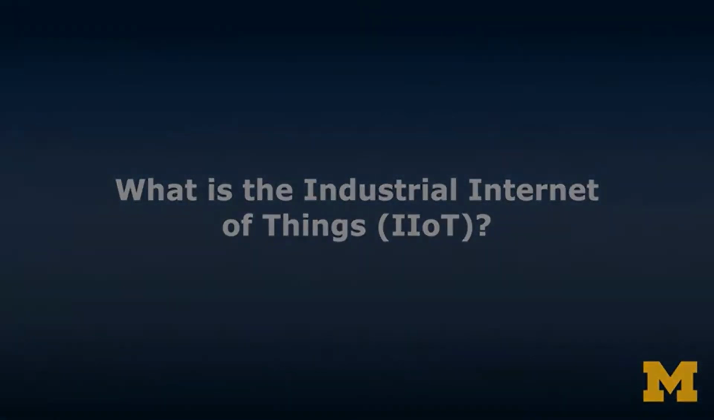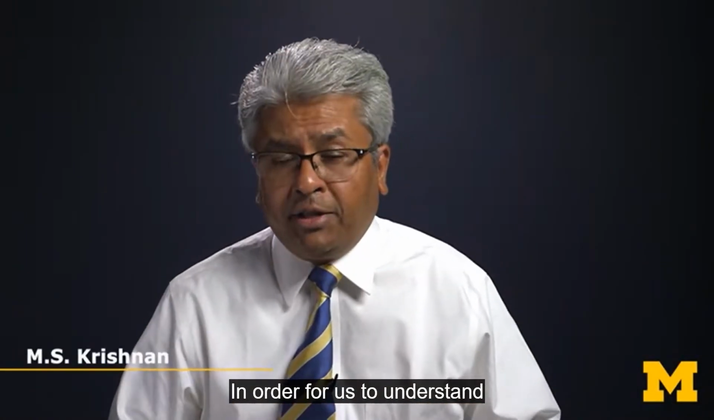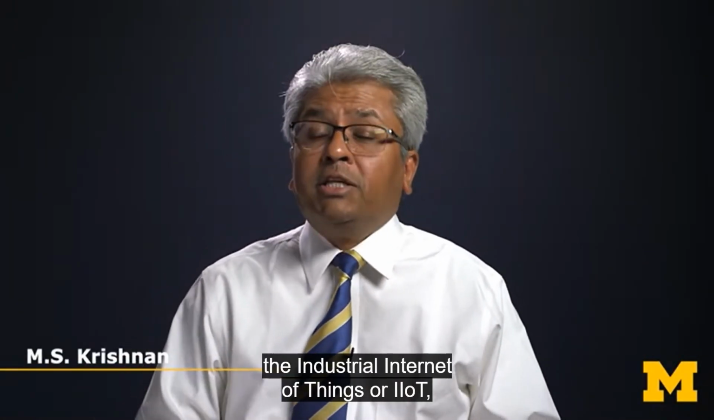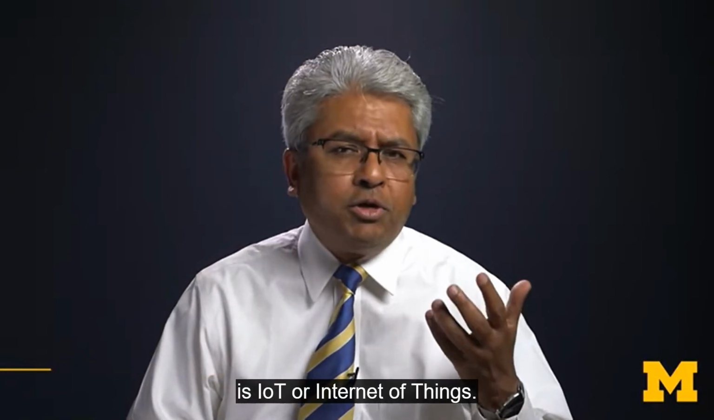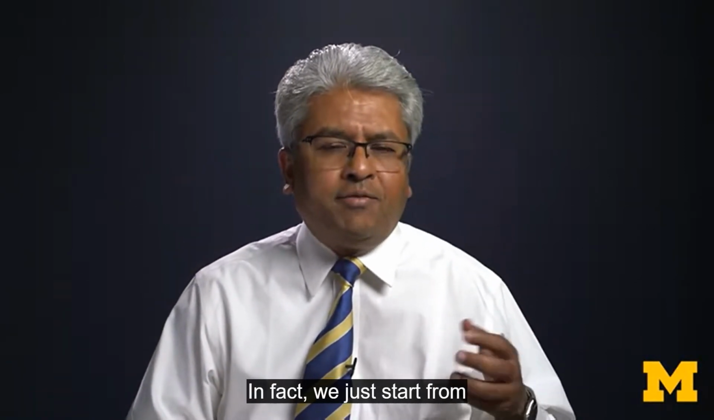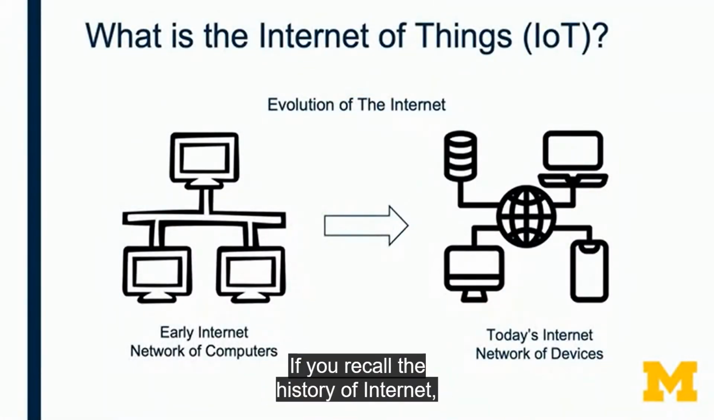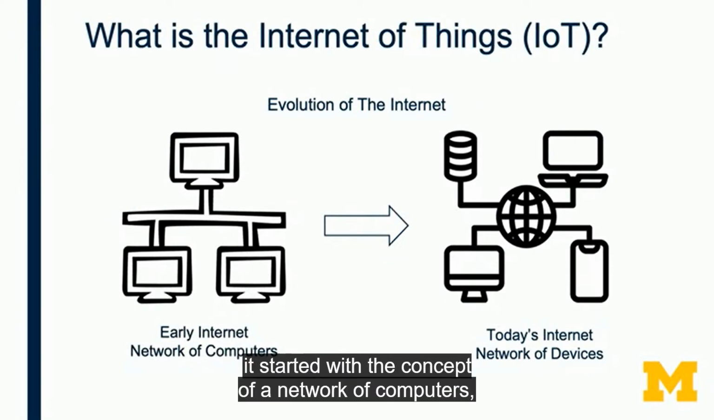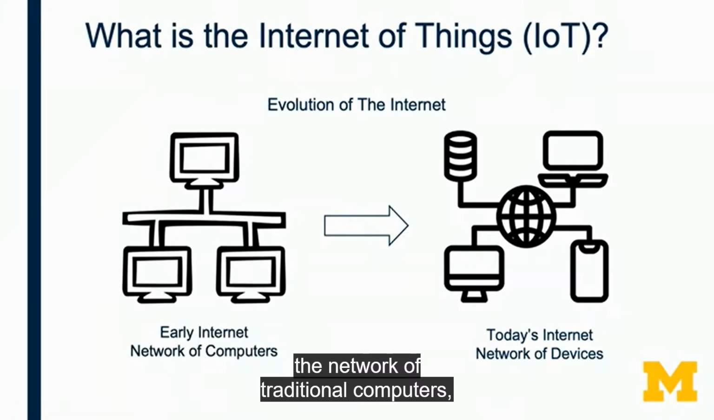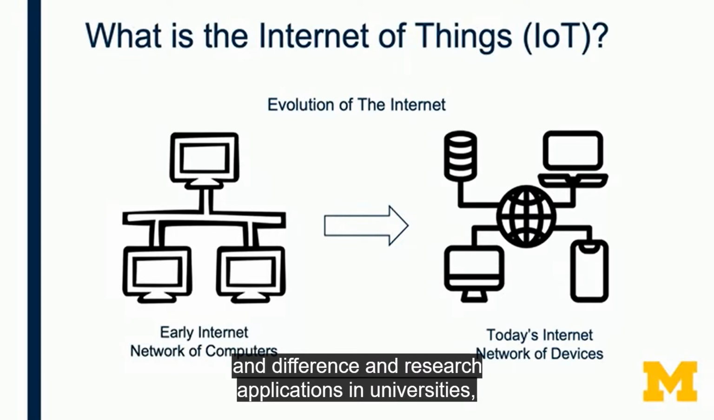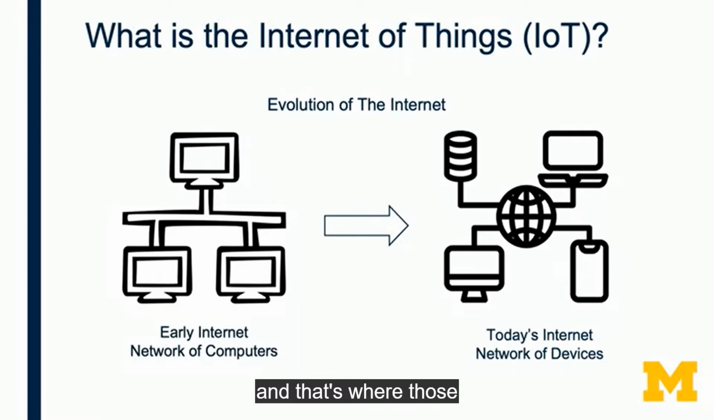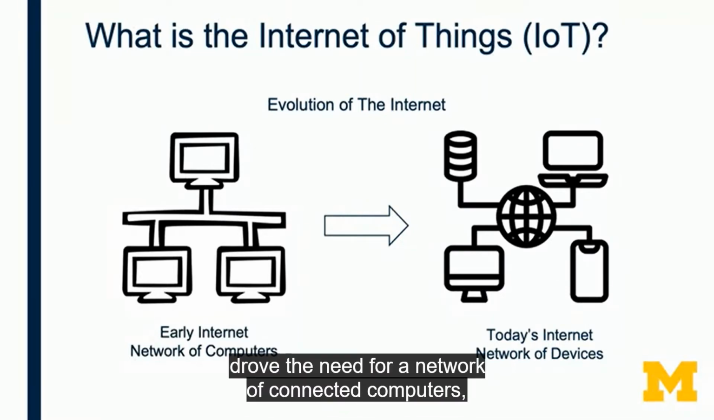In order for us to understand the industrial Internet of Things, or IIoT, it is important for us to first know what is IoT, or Internet of Things. In fact, we should start by relating from Internet to Internet of Things. If you recall, the history of Internet, as you see on the left-hand side of this chart, started with the concept of a network of traditional computers, several decades ago. Primarily it started with defense applications and research applications in universities, and those drove the need for a network of connected computers, which we used to call the Internet.